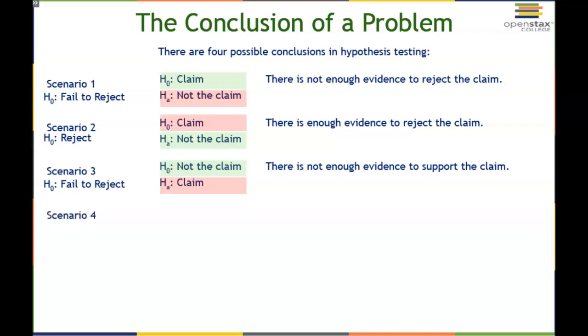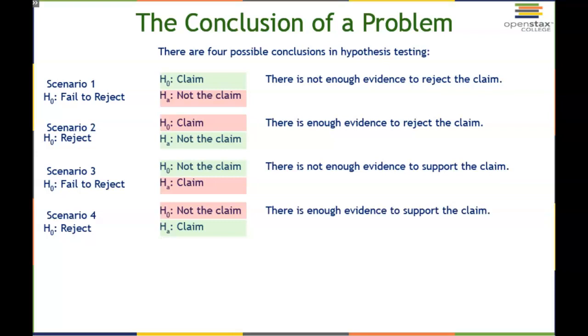For the fourth scenario, let's say our test results came in and we reject H0. But hey, H0 wasn't our claim, and therefore that means our claim is good because we rejected H0. There's enough evidence to support our claim.